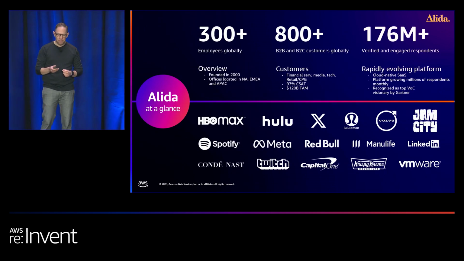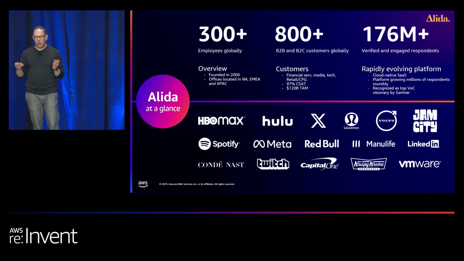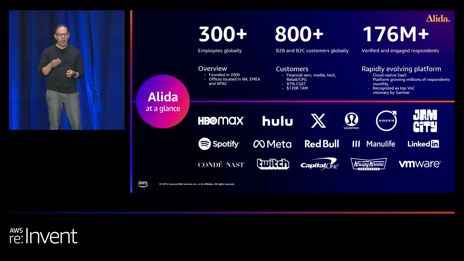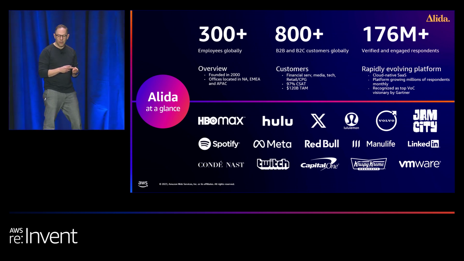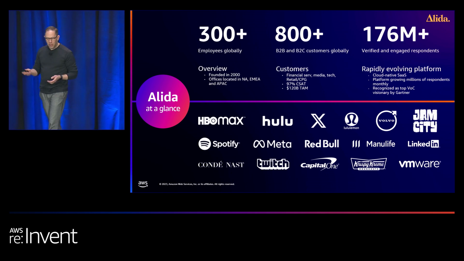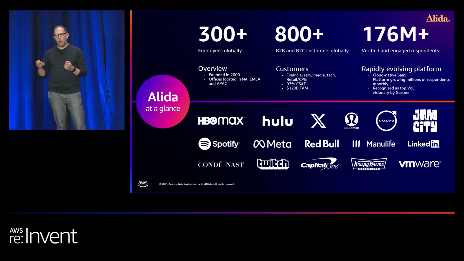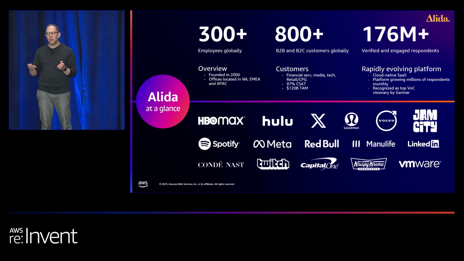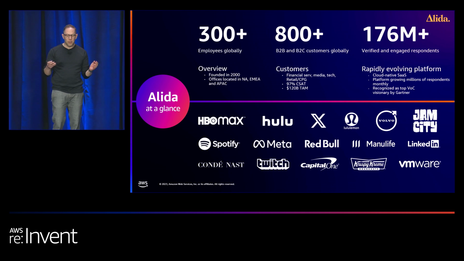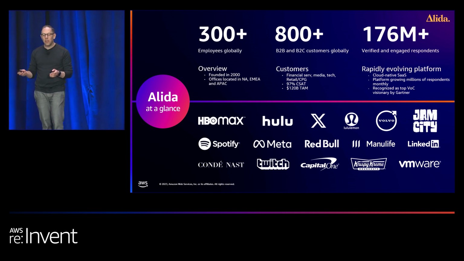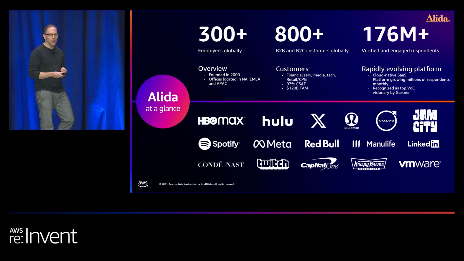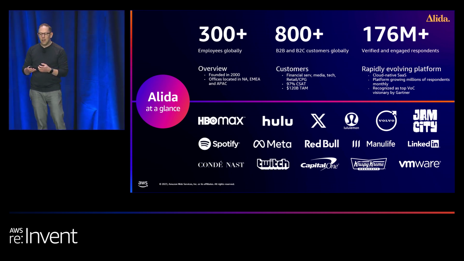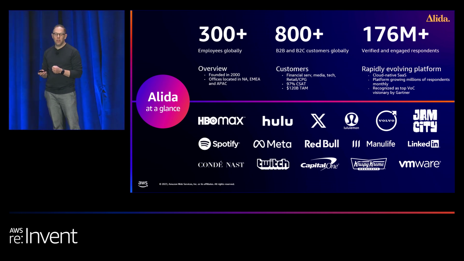So let me jump right in. Alita is a community-centric customer research platform that lets companies like HBO Max, Hulu, X, Lululemon, Volvo, Jam City, amongst others, collect both qualitative and quantitative feedback about their customers in order to build better product and user experiences. We have more than 176 verified and engaged respondents that have used our platform overall, and the platform has grown by millions and millions of people every month.